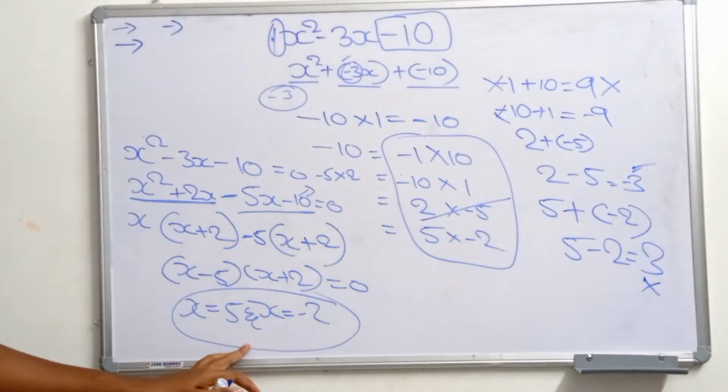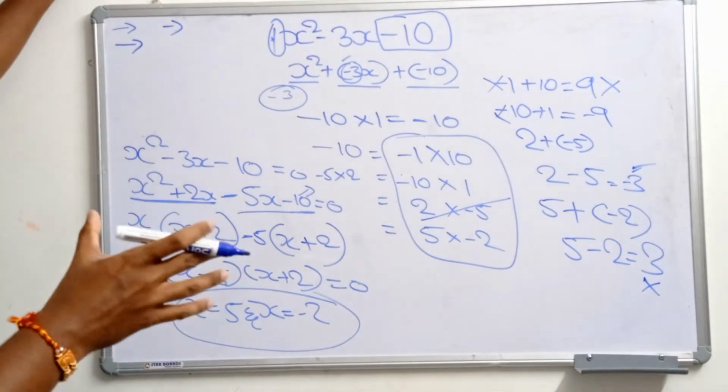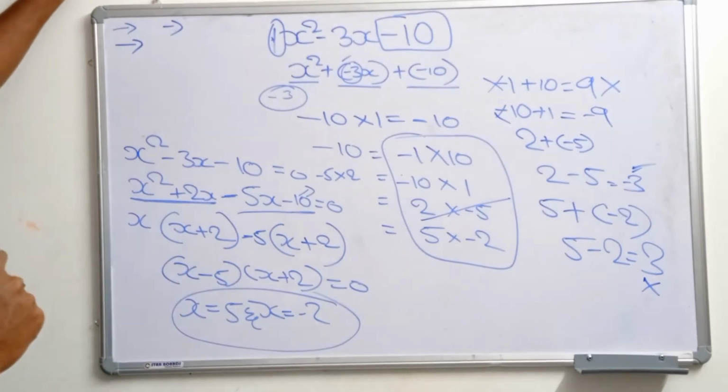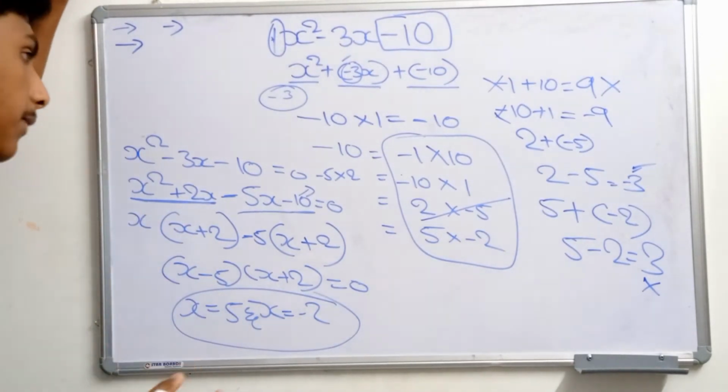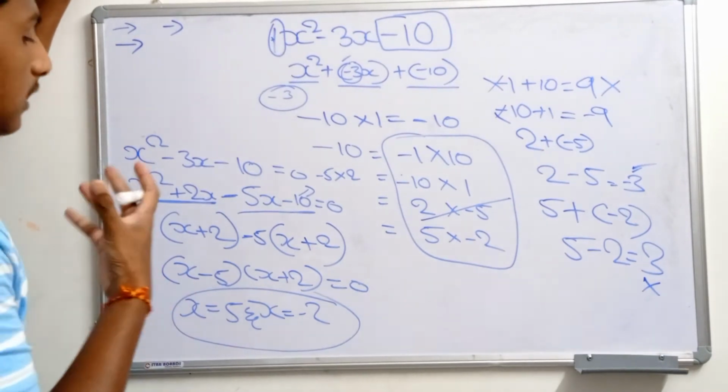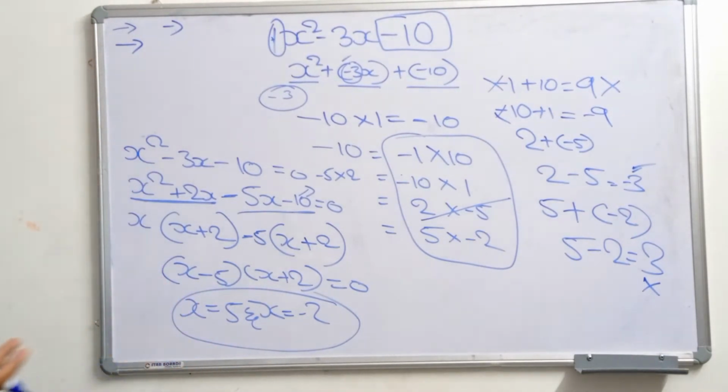5 and minus 2 are the factors for the given quadratic equation. This is the way you find the factors by using the factorization method. Guys, is this method clear? We'll do more problems. While practicing more problems, you will get this method. It becomes really easy, guys.